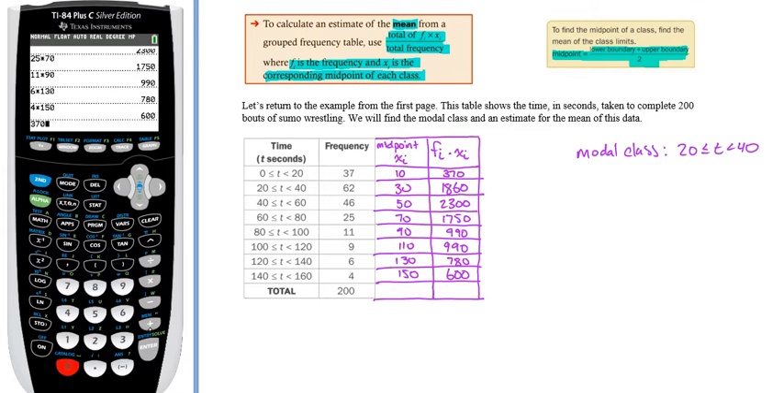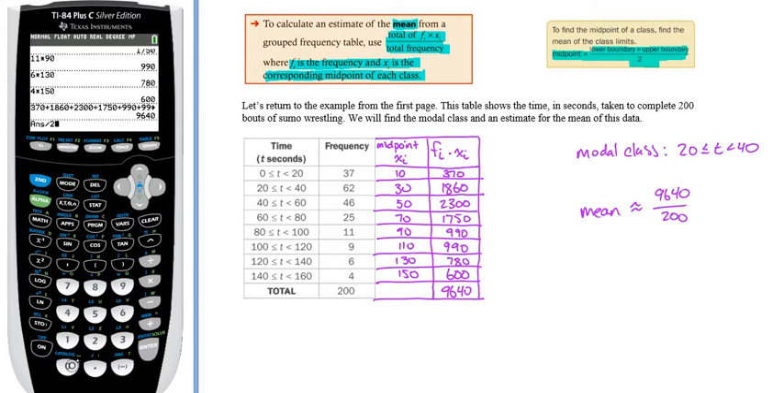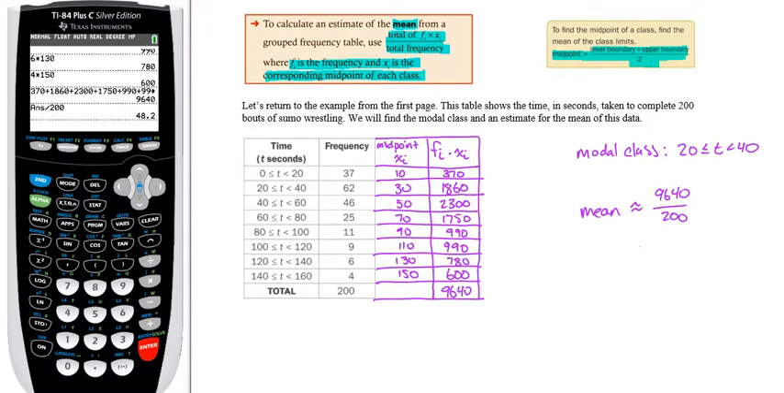So now we're going to add all of these up to find the sum, which we need to calculate the mean. So 2300, 1750, 990, another 990, 780, and 600. And so that ends up to be 9640. So our mean estimate will be approximately equal to 9640 divided by 200. And so if we do that calculation, we get approximately 48.2 seconds.